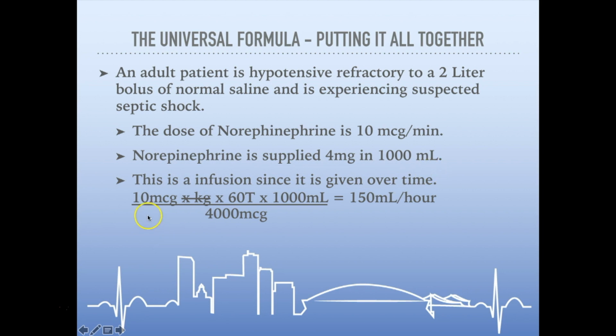We'll set our formula up, and you can see that we have 10 micrograms for our desired dose. There's no weight component this time, so we'll leave it out. We'll multiply that by our time coefficient, which is 60. We'll multiply that by our volume, which is 1,000 milliliters, and we'll divide that by our supplied amount, which is 4 milligrams, but we converted that to micrograms by adding 3 zeros behind it to get our desired dose, which is in micrograms, and our supplied amount in the same units.